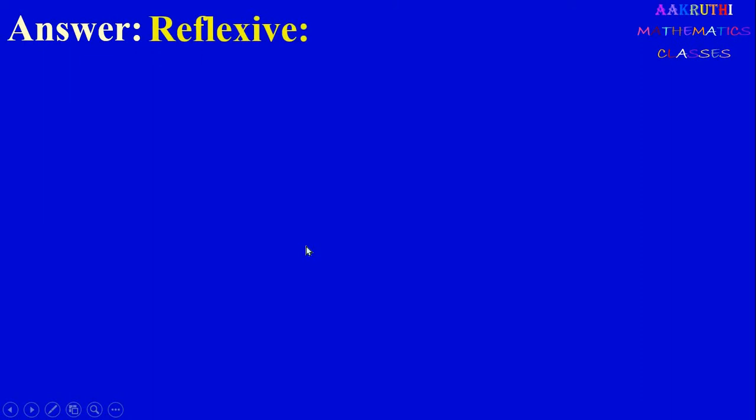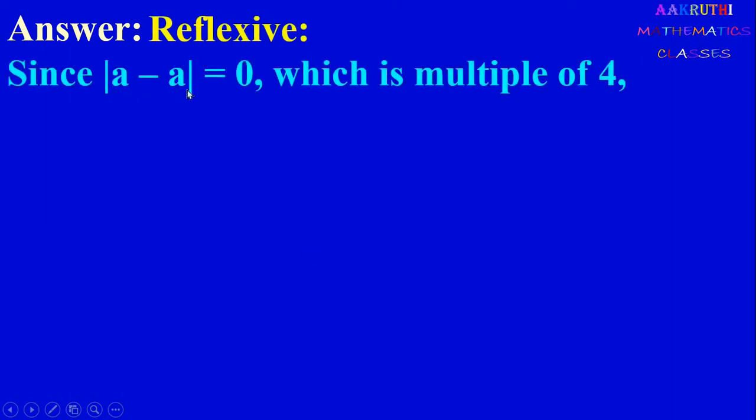Now first we prove it is reflexive. Since |A − A| is always 0, which is a multiple of 4, (A, A) belongs to R for all A belongs to Z. The same element is related to itself. So therefore it is reflexive.